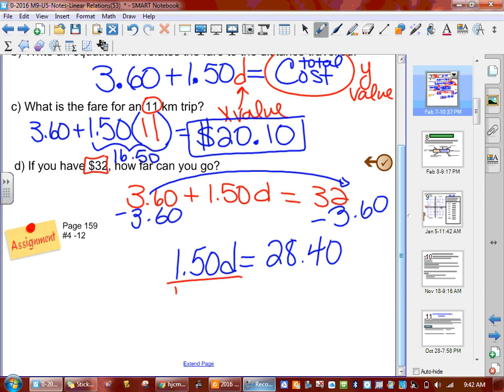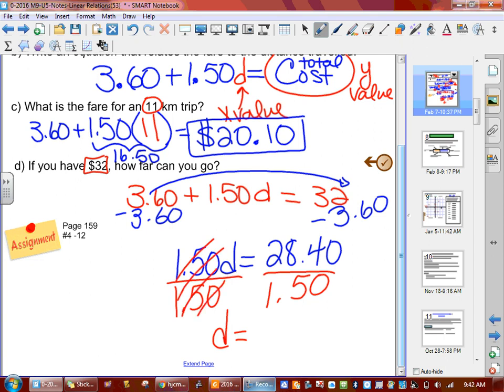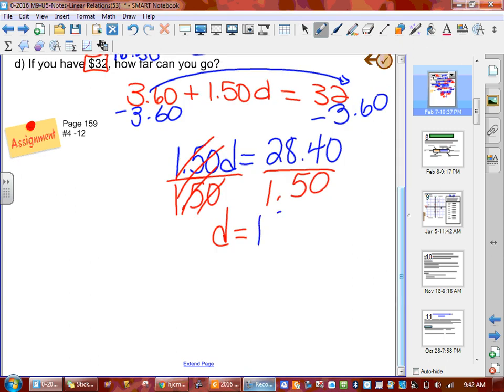So now our $1.50 is gone. And it equals 18.93 repeating kilometers. So, do you have enough money to go a full 19 kilometers? No. You cannot go a full 19 kilometers. You have to do a little bit less than 19 kilometers. So, this concludes lesson 1 of 5.1, linear relations creating equations.